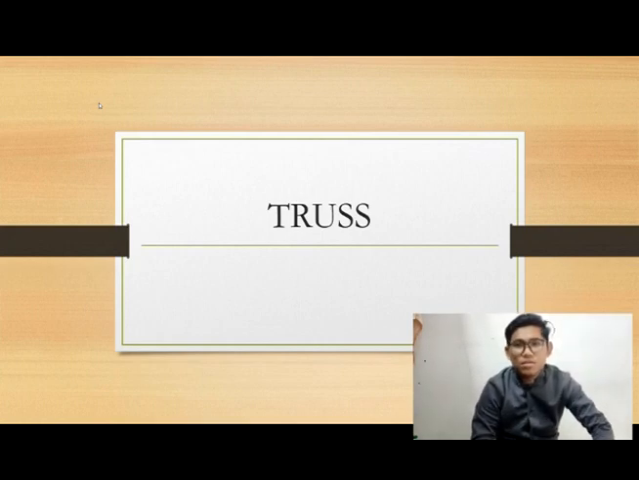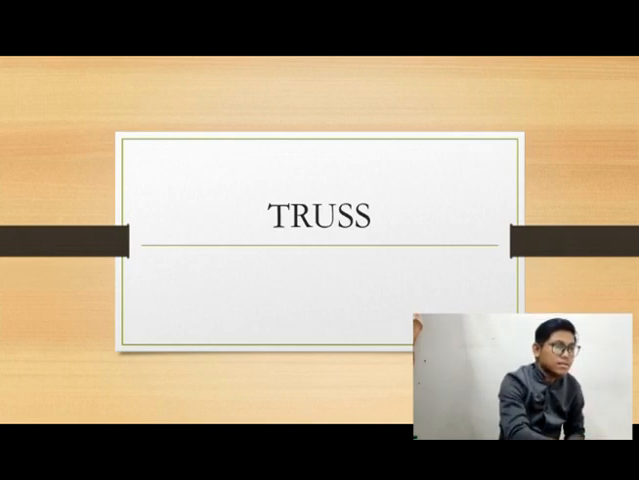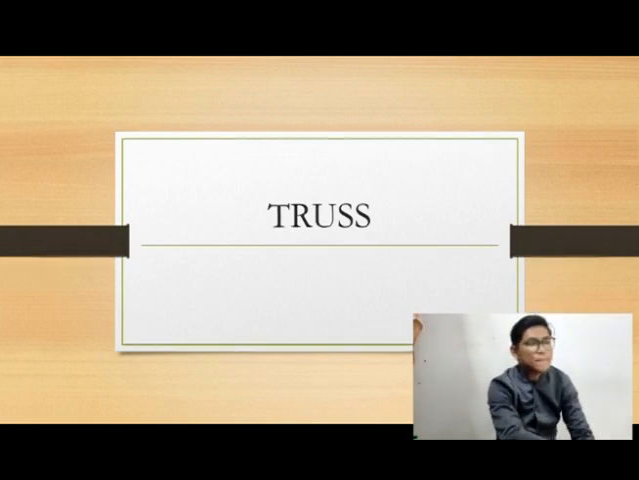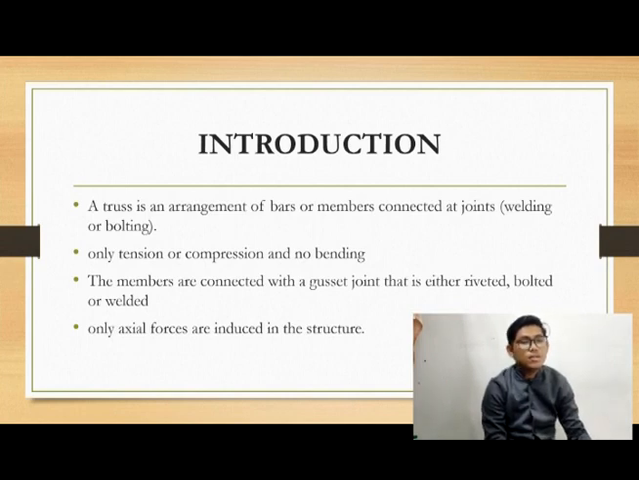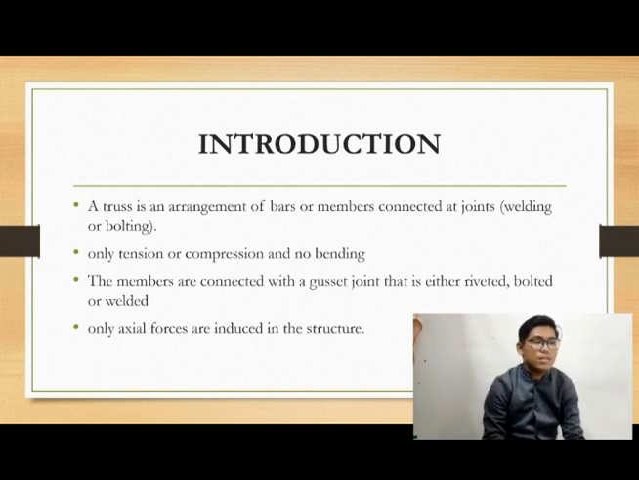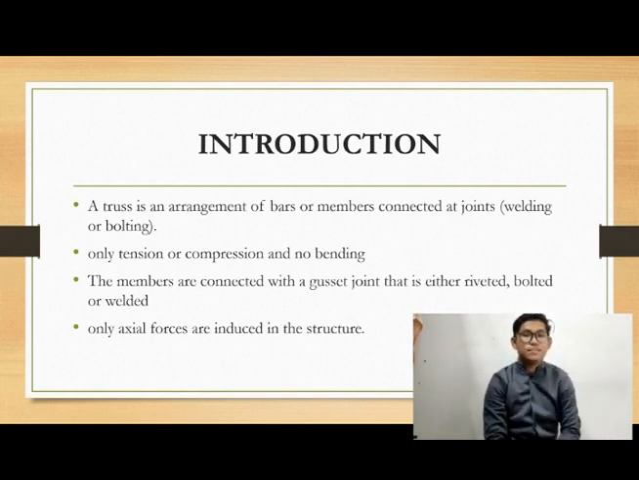Hello, my name is Muhammad Nasrul Razali, AF160031, will present about truss. Introduction. Truss is an arrangement of bars or members connected at joints, by welding or bolting, with only tension or compression and no bending. The members are connected with a gusset joint that is either riveted, bolted or welded. Only axial forces are induced in the structure.